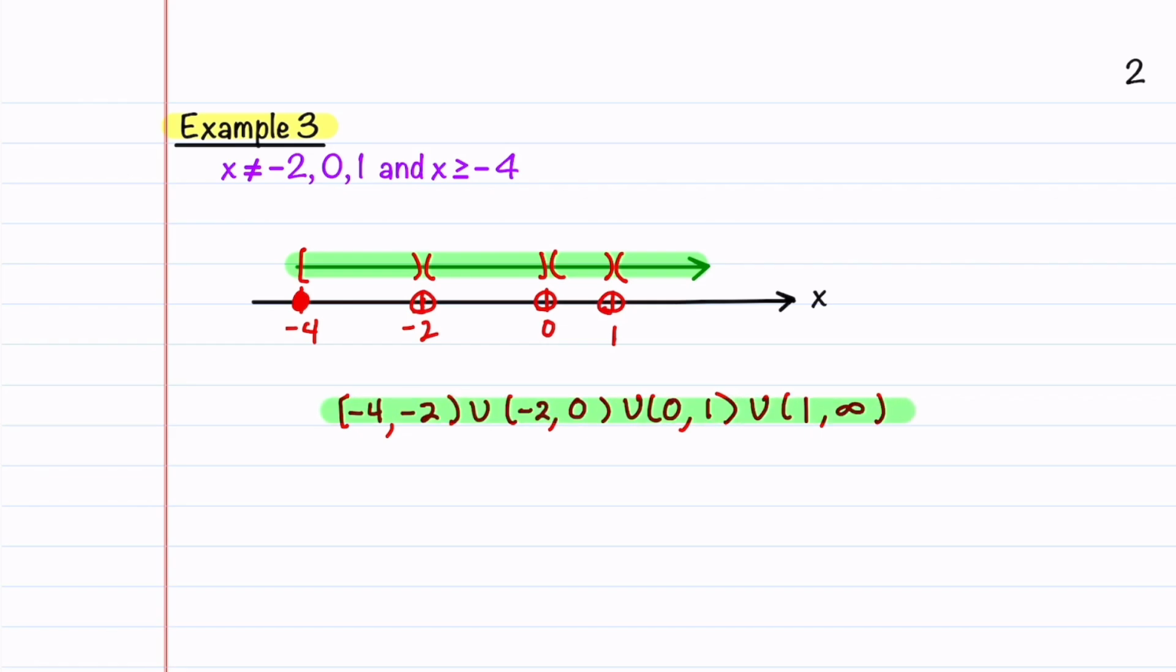I hope that you now feel more comfortable using interval notation to represent any set of inequalities or restrictions, and you're ready to practice these types of problems on your own.